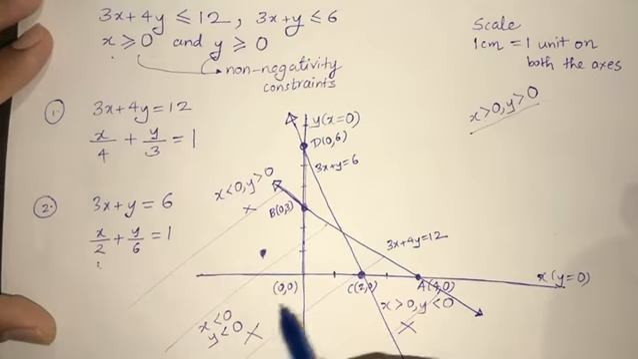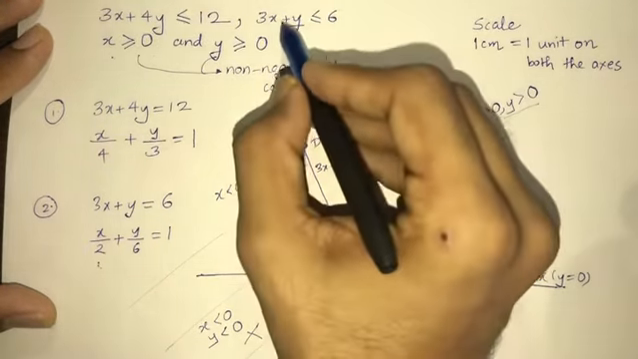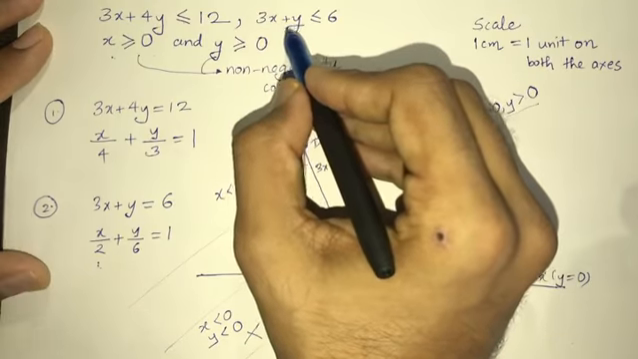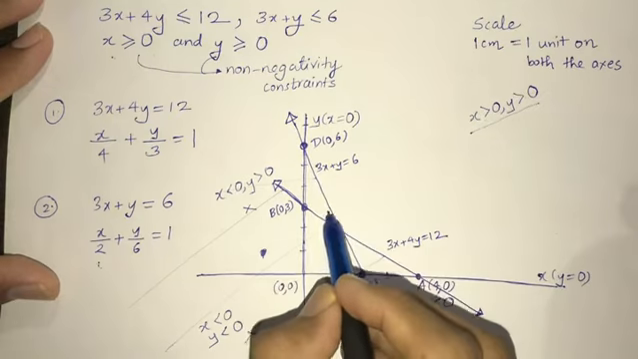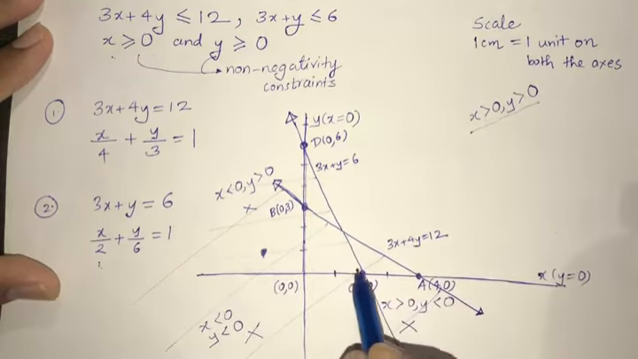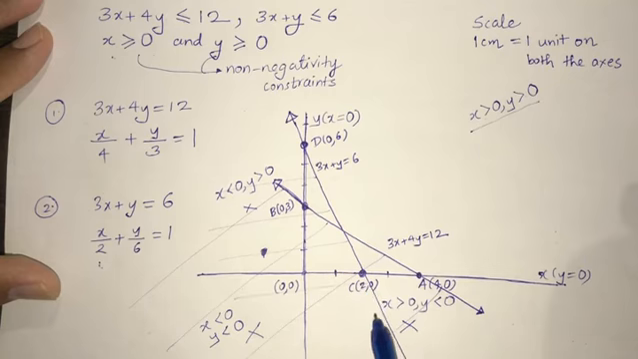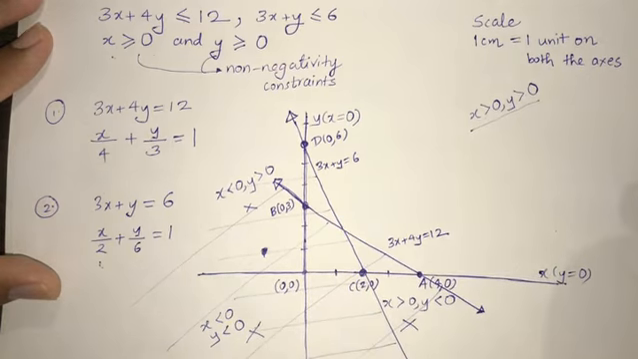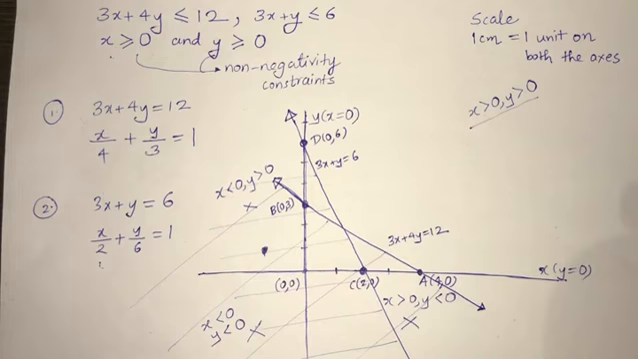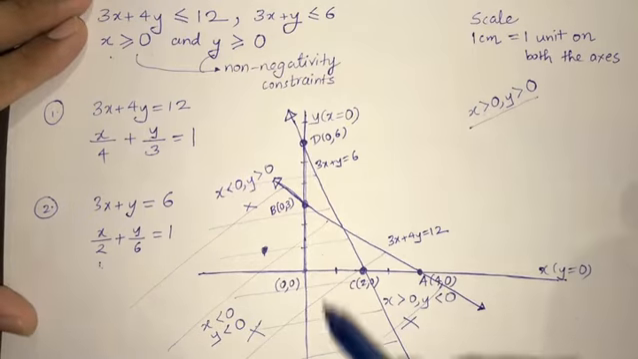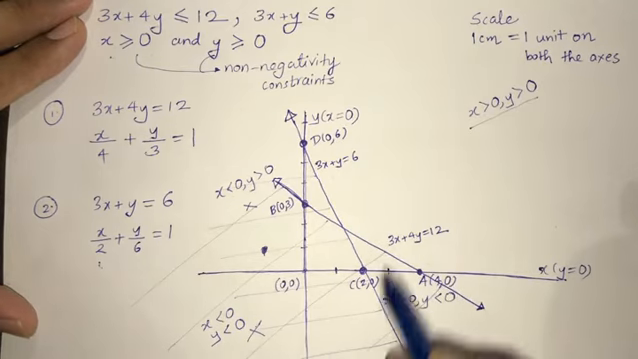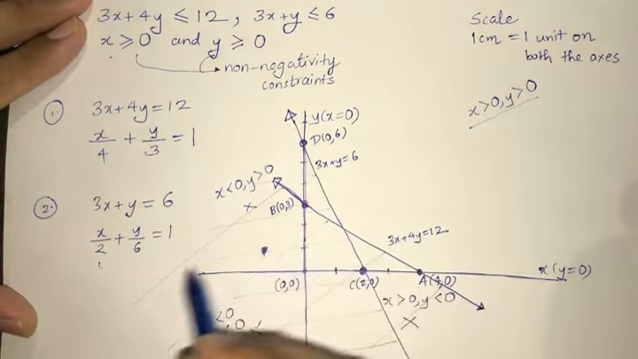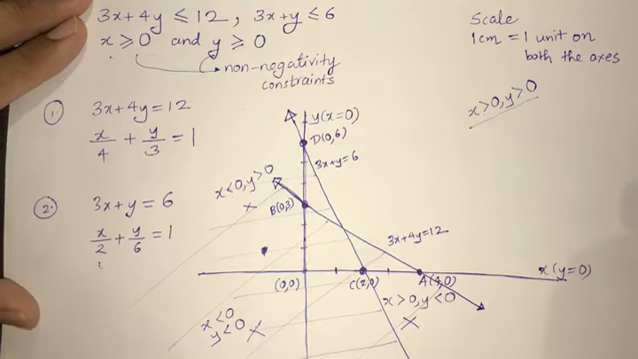So we take 0, 0 and put it here. You get 0 less than 6. 0 less than 6 is true. So we get for this also the solution as origin side. Origin satisfies the inequality. All the other points around also will be satisfying the inequality. Okay, so now origin side for 3x plus 4y equal to 12, origin side for 3x plus y equal to 6. And we want x to be positive, y to be positive.